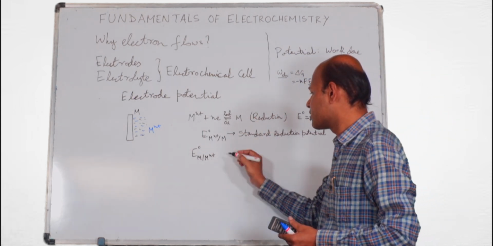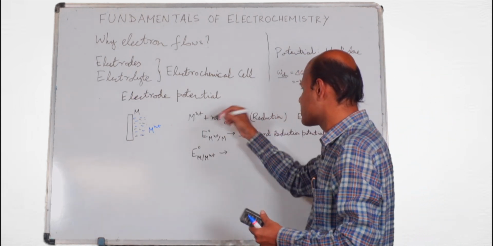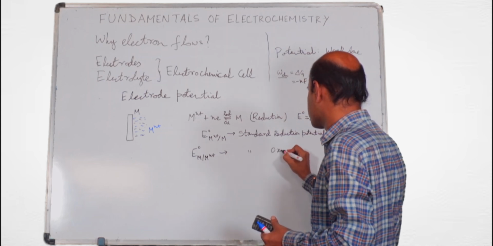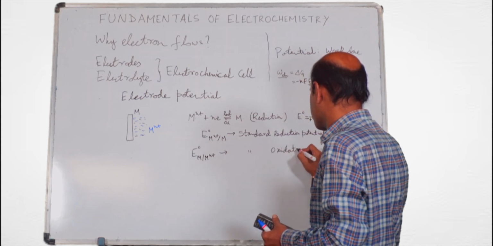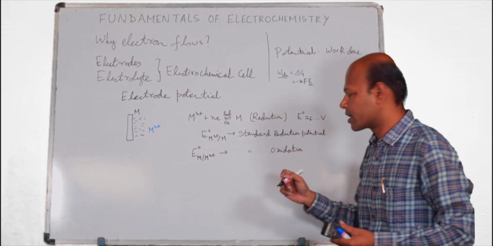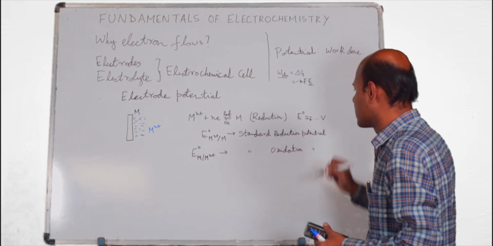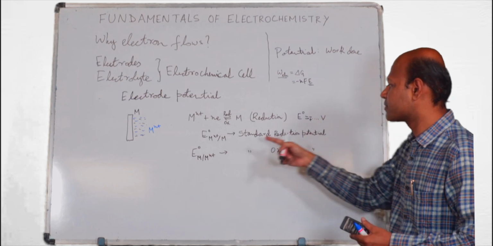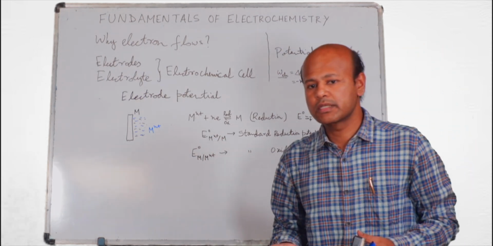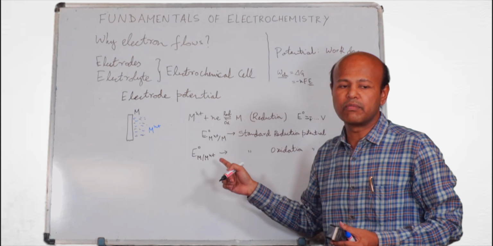So the couple will be written like this. An opposite reaction is happening. This is my standard oxidation potential, I can say. But according to convention, we report in standard reduction potential. I hope this is clear. The unit of standard oxidation potential or reduction potential is volts.